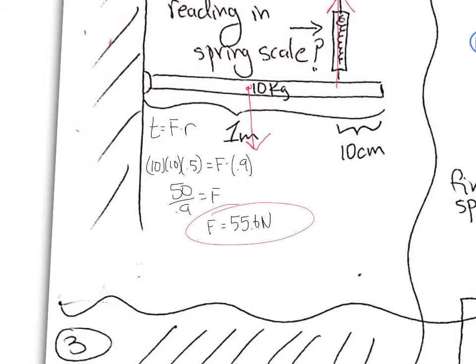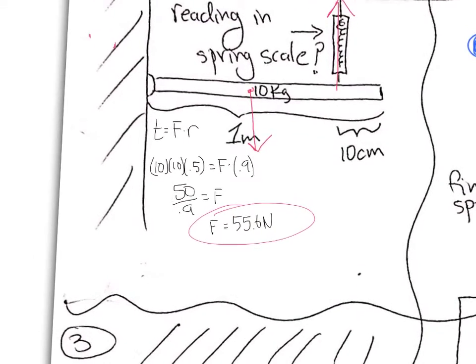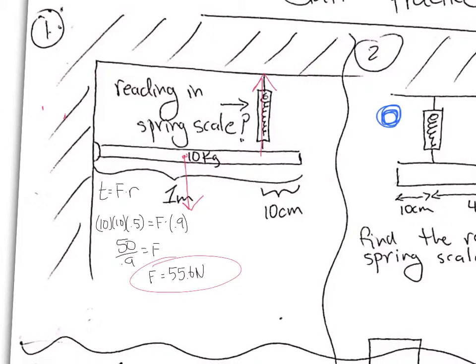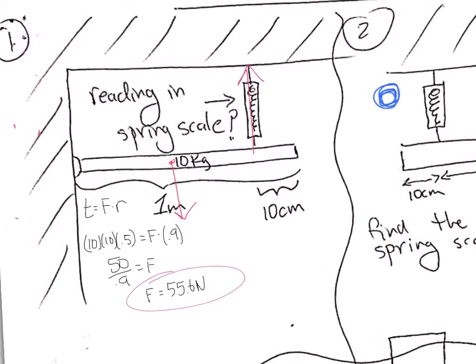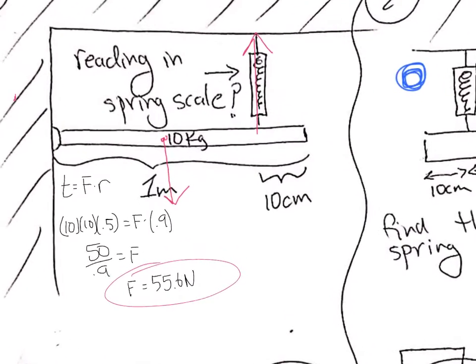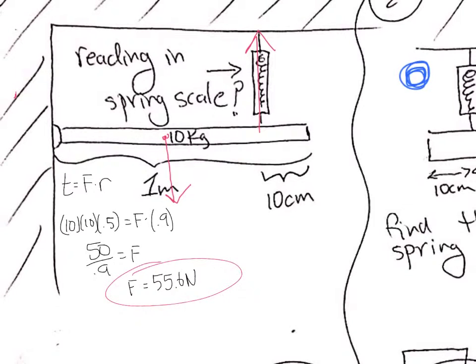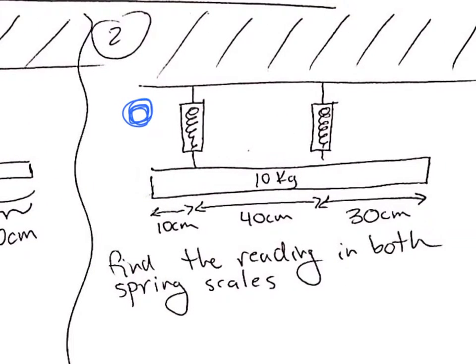A way that you can check whether this makes sense is by looking at the situation and thinking about it. If 100 newtons is pulling down here, just picture yourself pulling up. Would it be more or less than the weight? Hopefully it makes sense that it's less than the weight, so I'm going to go with this answer and call it good, meaning it looks like it's correct.